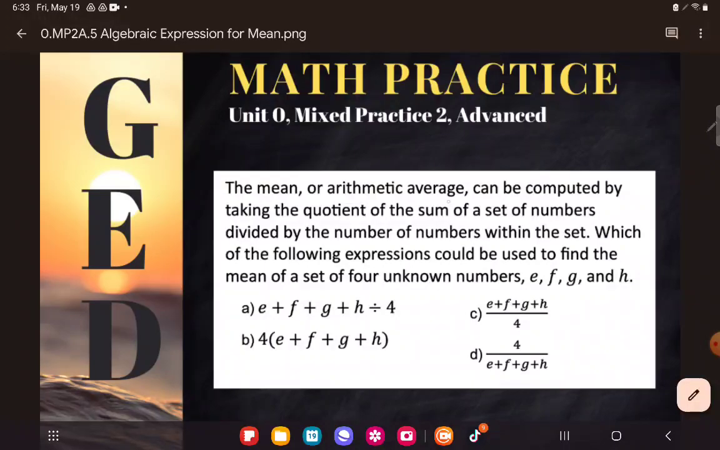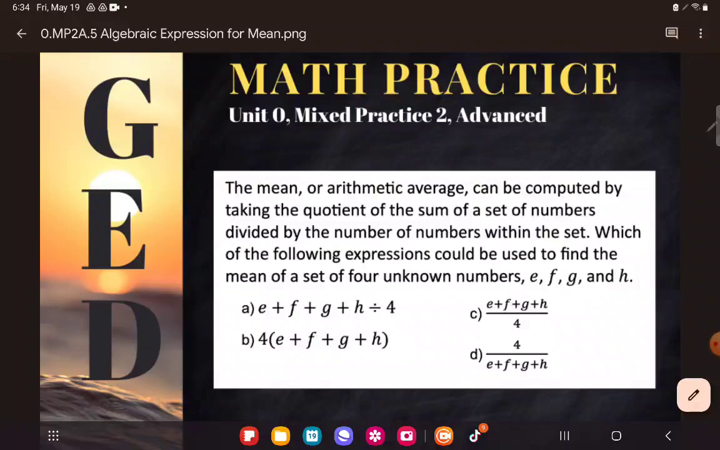Now, some of you guys are already mad at me. You're like, Kate, you didn't teach me mean. You didn't teach me arithmetic average yet. You're kind of a jerk. Hey, listen. This problem's about to tell you how to find mean, and it's going to use words that we learned in this unit 0.